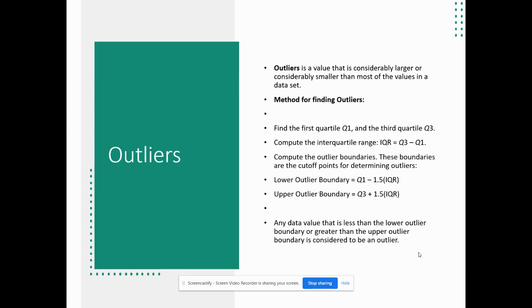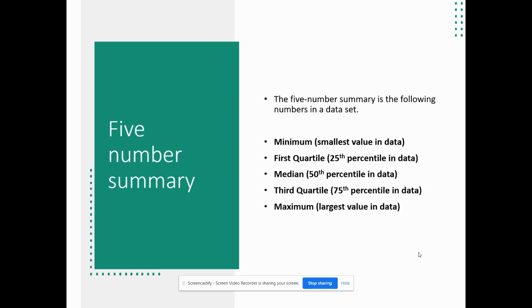Guess what? We don't even have to use this formula because we can look at something called box plots in Minitab, and it shows us if we have outliers. Isn't that awesome? We don't even have to worry about doing this formula. But I wanted you to know where it came from.